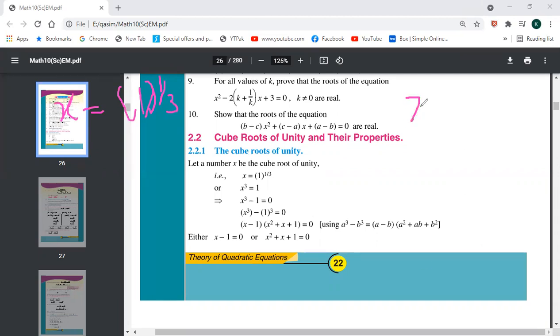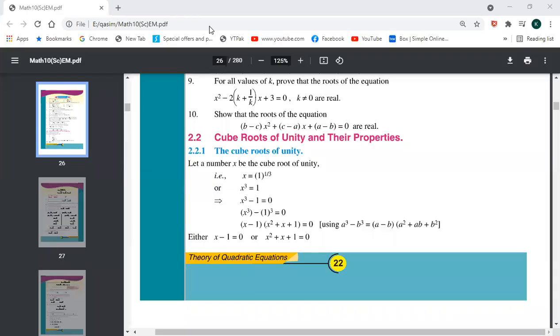So the cube root of unity is nothing but x equals the cube root of 1, whose value is 1. So how to find it? How to compute the value? Now, x equals the cube root of unity means x equals 1, and the power is 1 upon 3.